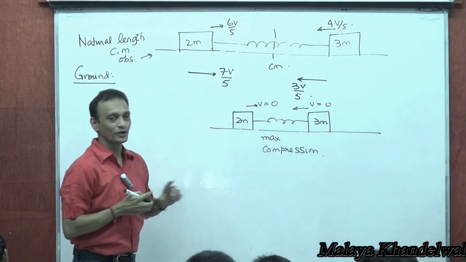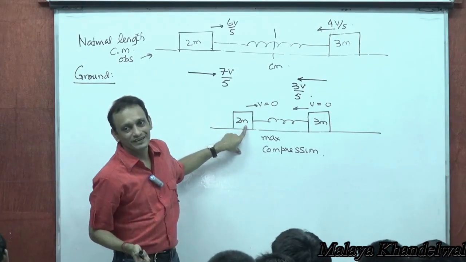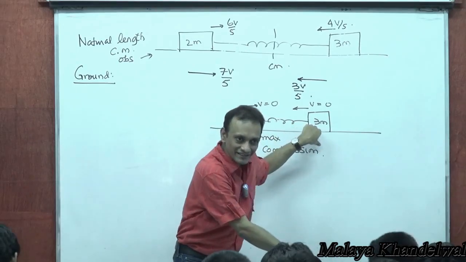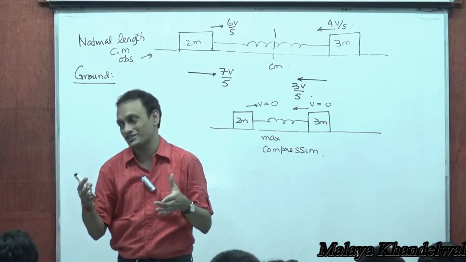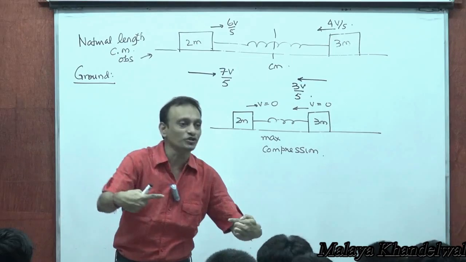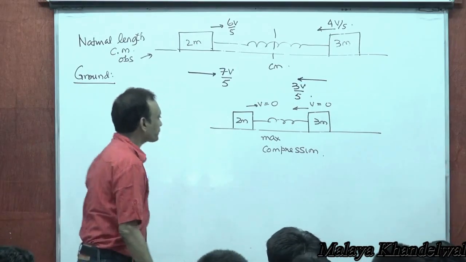That means, in the ground frame, what's the velocity of 2m? V by 5 to the right. What's the velocity of 3m? V by 5 to the right. So, both in a state of maximum and minimum compression, a ground observer will report on the two masses the same velocity. Yes or no? Right?